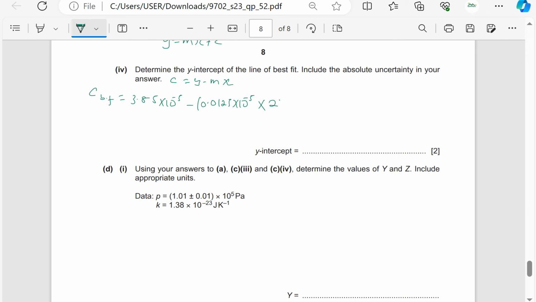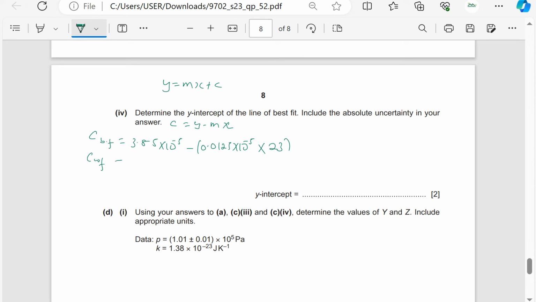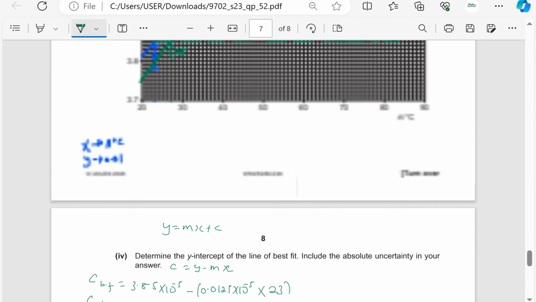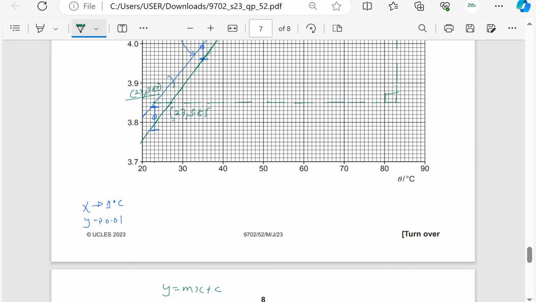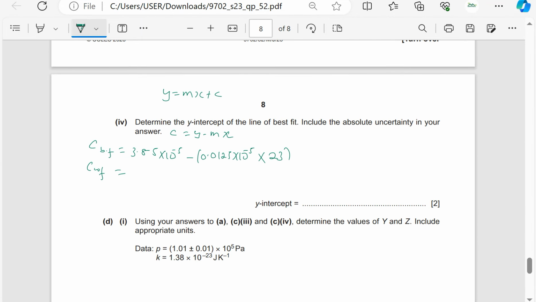So times 23. Then I'll find c for the worst fit, which will be, I'll take the worst fit value. I'll take the same point which is here, 27 and 3.85. So the y value is 3.85 times 10 to the power of minus 5 minus the worst fit gradient, which was 0.0138 times 10 to the power of minus 5, then times the x value, which is 27. So I'll press my calculator.